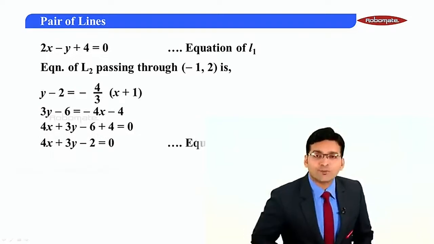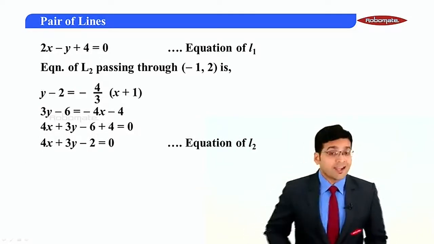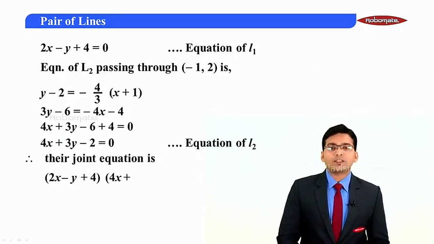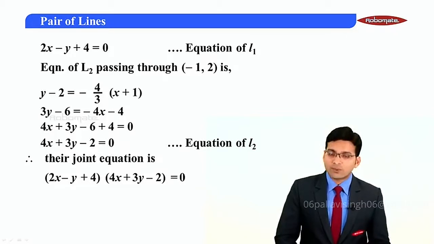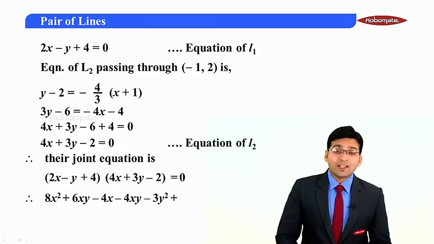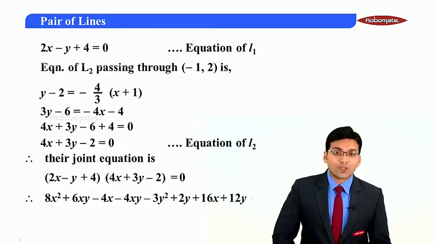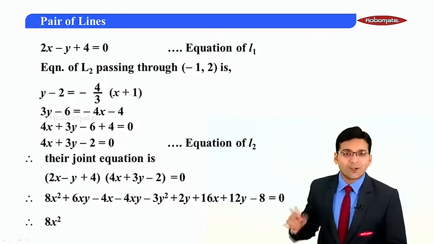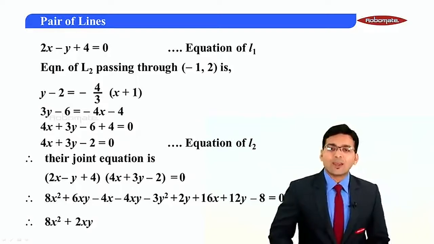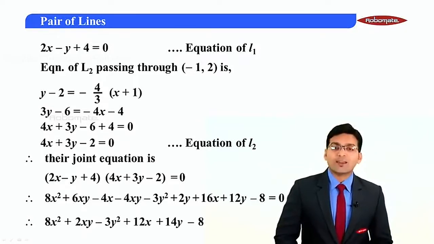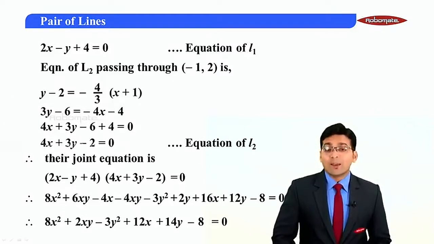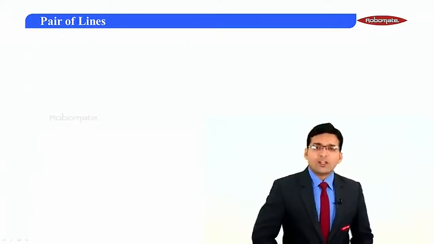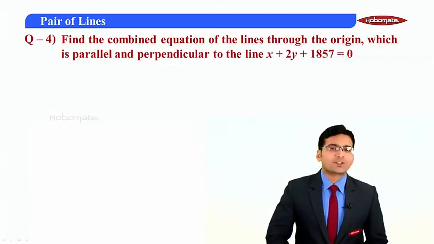Now once we have the equations of the two lines, that is the equation of L1 and the equation of L2, we can proceed for the joint equation. The joint equation is 2x minus y plus 4 into 4x plus 3y minus 2 equal to 0. On simplification, this becomes 8x square plus 6xy minus 4x minus 4xy minus 3y square plus 2y plus 16x plus 12y minus 8 equal to 0. And therefore 8x square plus 2xy minus 3y square plus 12x plus 14y minus 8 equal to 0 is the required combined equation. Alright. Now once we have solved the previous one, let us take the next challenge.